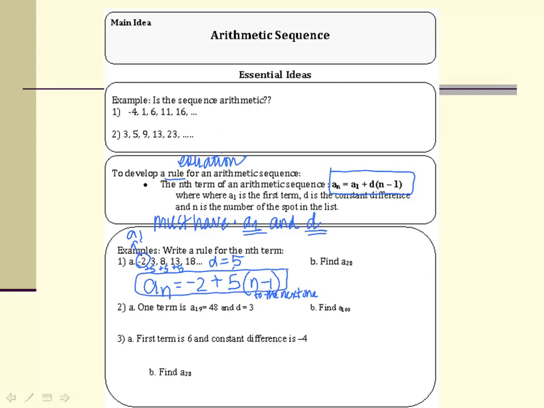Can I now use my rule to find the 20th term? Well, sure, I'm going to plug 20 in for n. So my 20th term is -2 plus 5 times 20 minus 1. Well, 20 minus 1 is just 19. So 5 times 19 plus -2, you end up getting 93. So my 20th term, a sub 20, my 20th term is 93. Okay?